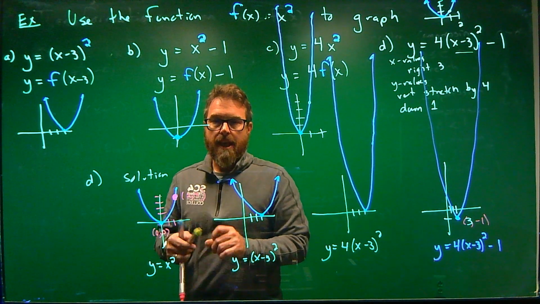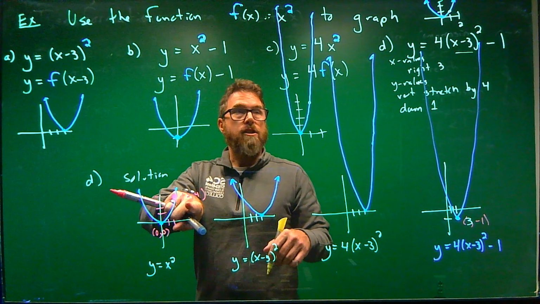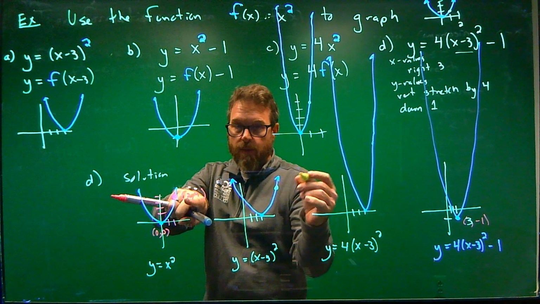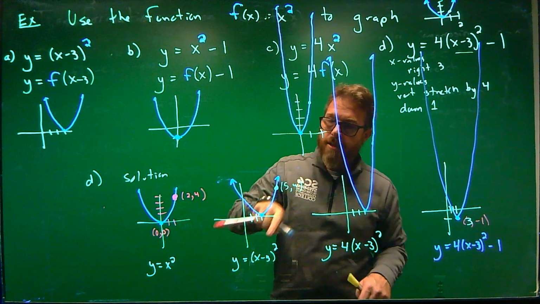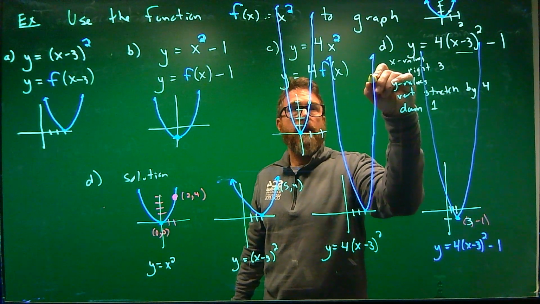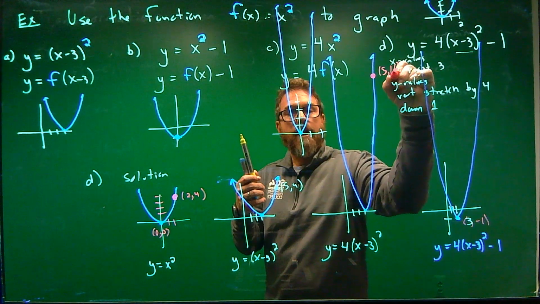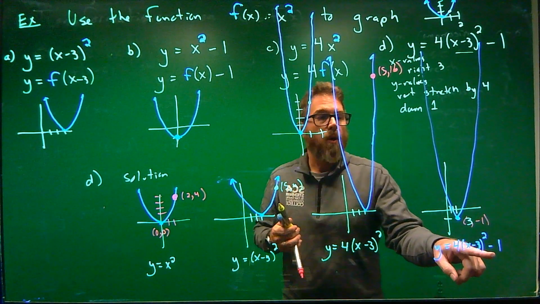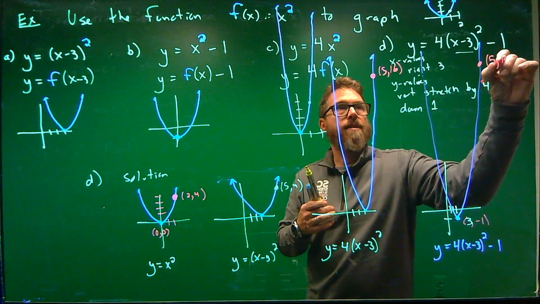So let's see what happens to that point 2, 4. Well, this thing took it right 3. So if I start at 2, 4 and make it right 3, I'm going to have to turn that 2 into a 5. So, adding 3, this is going to be 5, 4. And then I need to multiply all the y's by 4. So 4 times 4 is going to be 16. So way up here is going to be the point 5, 16. What I did is I just multiplied all the y's by 4. And then finally I have to pull this thing down 1. So moving it down 1 is going to turn that 16 into a 15. So this is 5, 15.